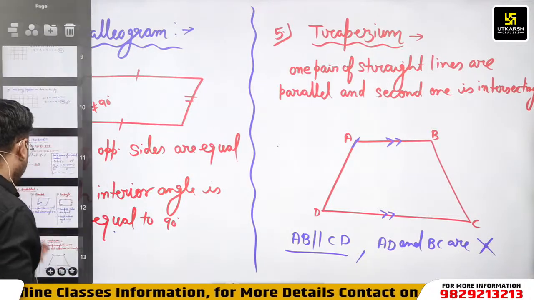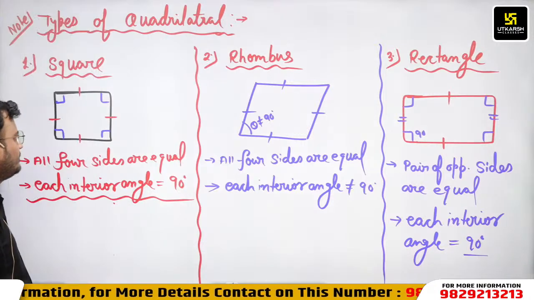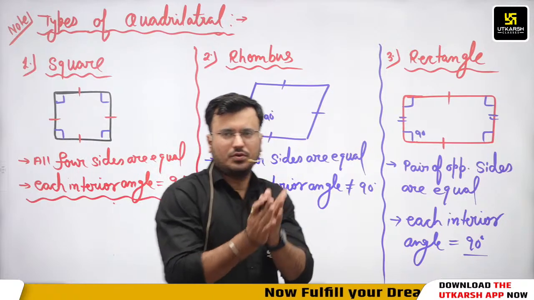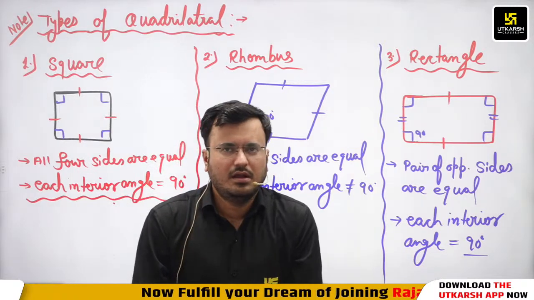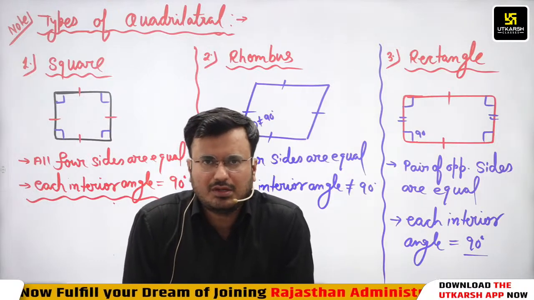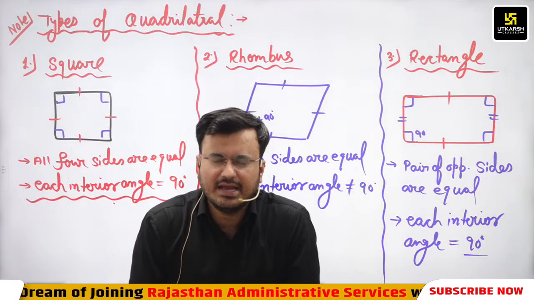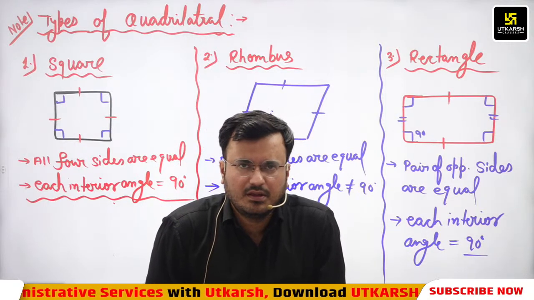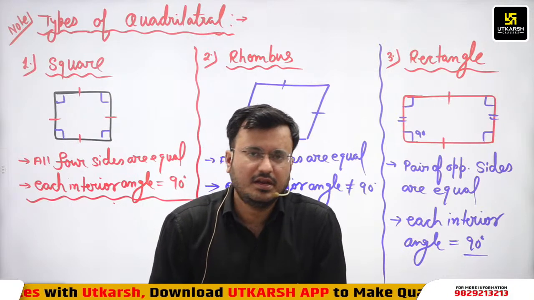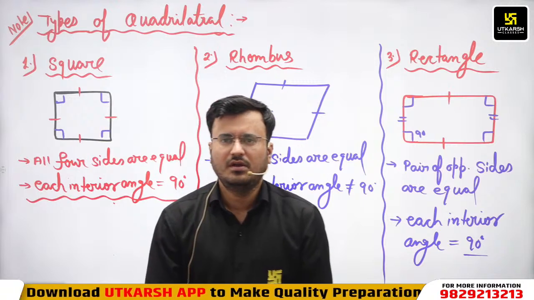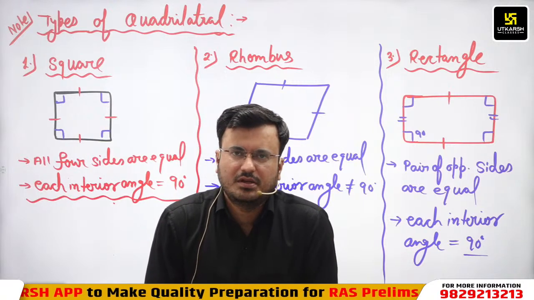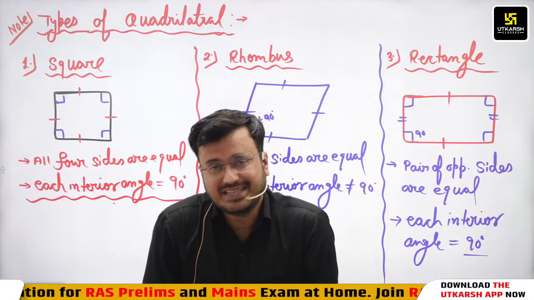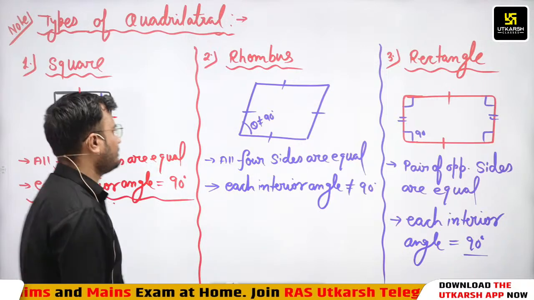And we have understood how to count squares. Now we are going to count rhombus. As you can see, rhombus and squares are both the same, but the difference is what? Each interior angle is 90 degrees in the case of a square, and each interior angle is not equal to 90 degrees in the case of a rhombus. So the procedure of counting rhombus is the same as counting squares.